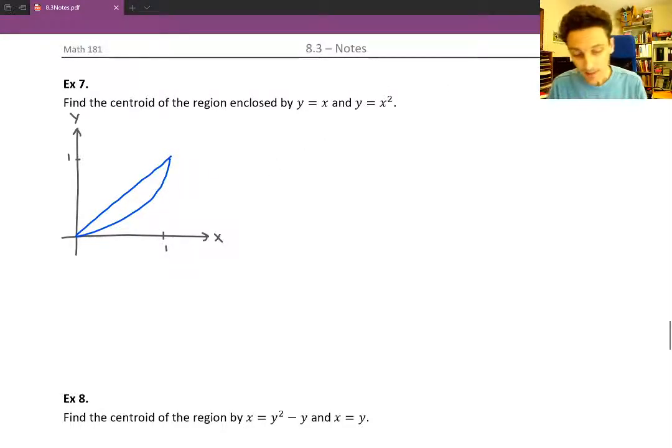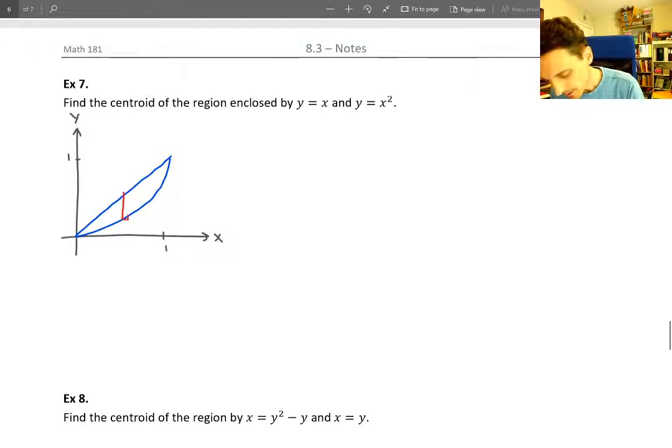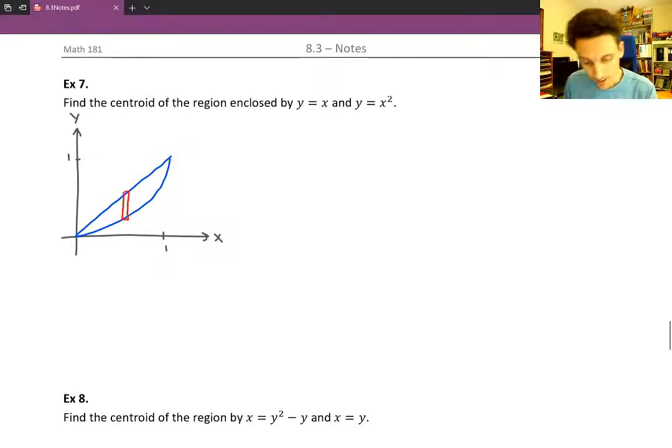Now we're going to take that region and break it up into a bunch of strips, a bunch of vertical rectangles that we'll use. We actually have a choice about whether we want to use vertical rectangles or horizontal. Well, since we have both of the functions written as y equals those functions, it'll be easy to get the height of the strips because we'll take the top y value minus the bottom y value. We're going to need to do that in just a second.